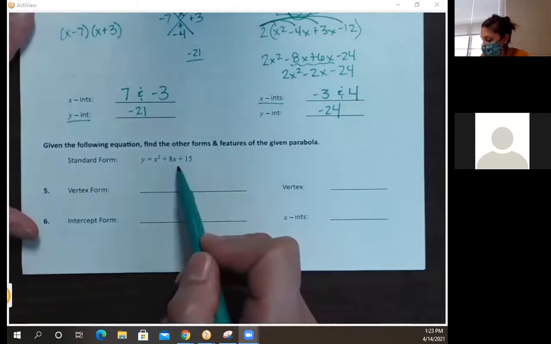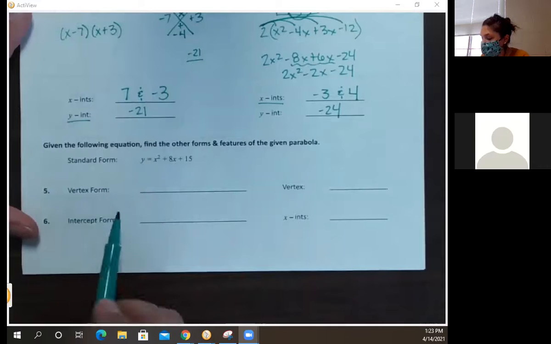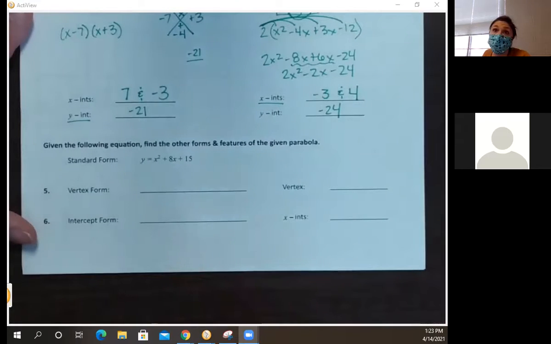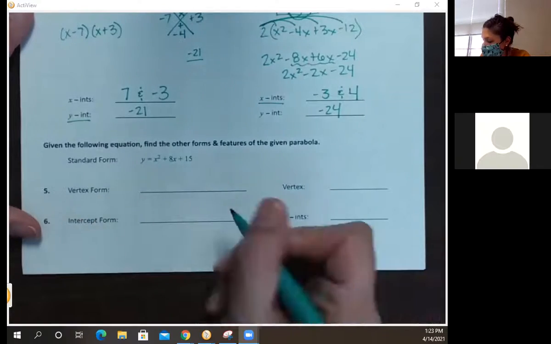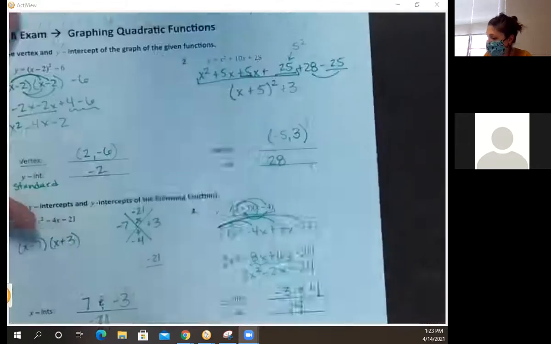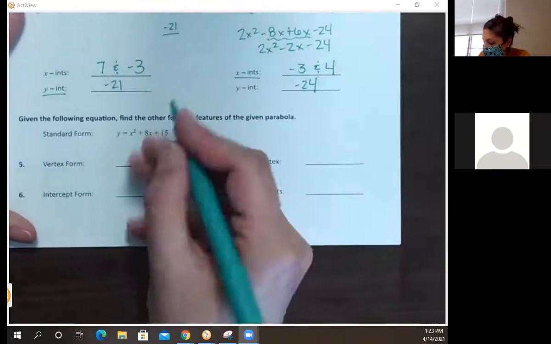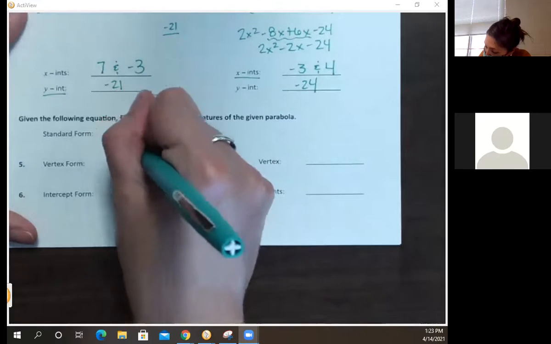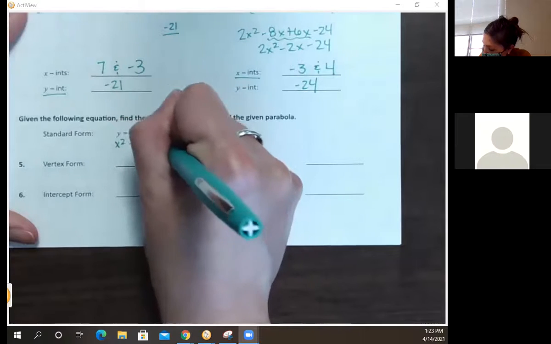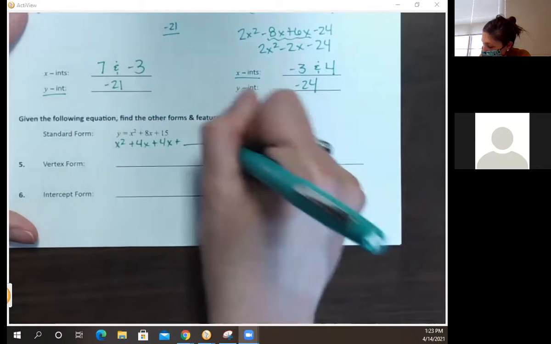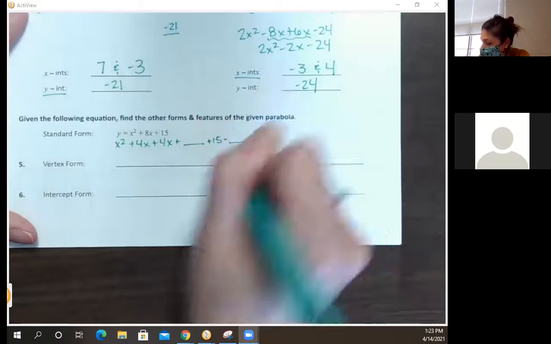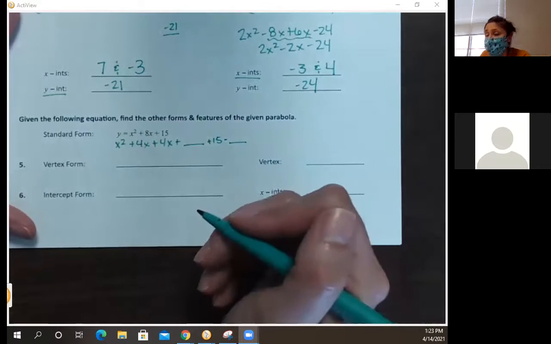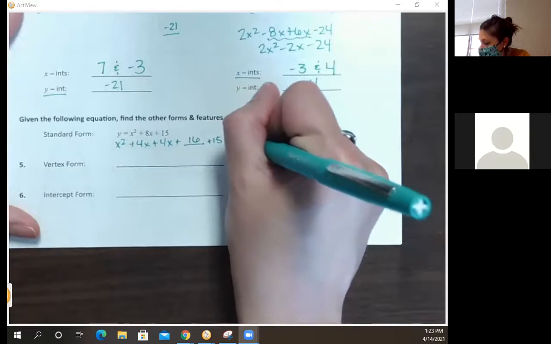So I've got standard form right now. It asks me for vertex form and intercept form. Doesn't matter which of these you find first. I'm just going to go in order. So to find vertex form, I need to split the middle. That's what we did up here for number 2. So 8x cut in half, that would be 4x. 8 cut in half is 4. So x squared plus 4x plus 4x plus something plus 15 minus something. What goes in the blank? 16. It's that cut in half number squared, 4 squared.